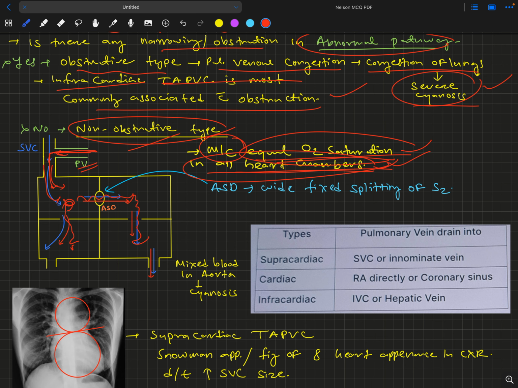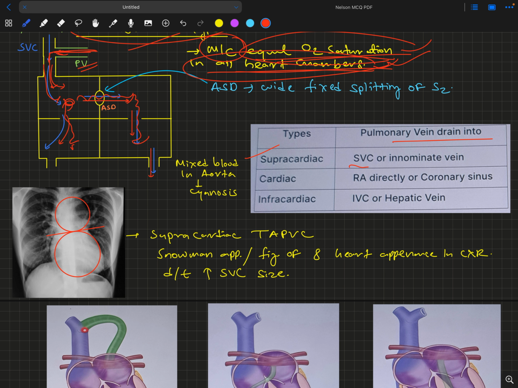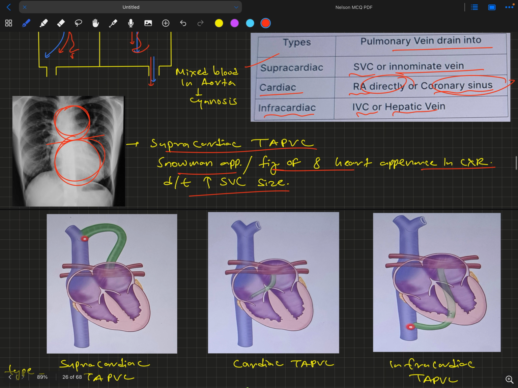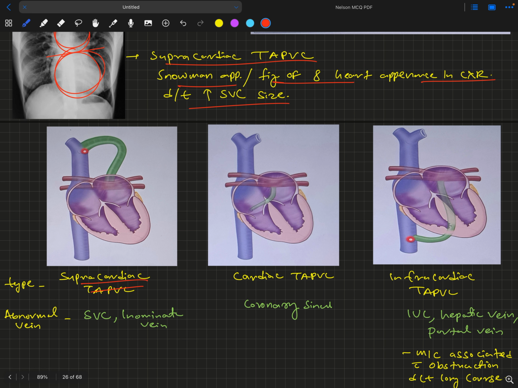So the other types: supracardiac, where the pulmonary vein drains into the superior vena cava or innominate vein. Cardiac, where the pulmonary vein directly drains into the coronary sinus. Infracardiac, IVC, hepatic vein. The snowman or figure of 8 appearance is seen in supracardiac TAPVC on chest X-ray, due to increase in SVC size. This is the pulmonary vein joining with the superior vena cava, known as supracardiac TAPVC, joining with the superior vena cava or innominate vein.